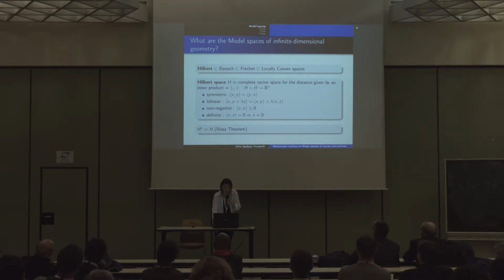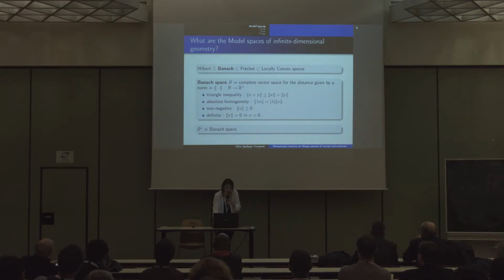Then we can use Banach spaces, which are a generalization of Hilbert spaces. A Banach space is a complete vector space for the distance given by a norm, and a norm should satisfy the triangular inequality, absolute homogeneity, and it should be positive definite. And again, if we take the dual of the Banach space, it's a Banach space again.